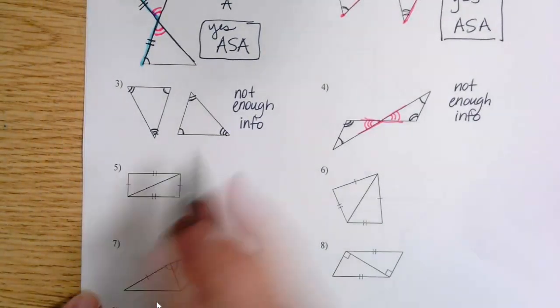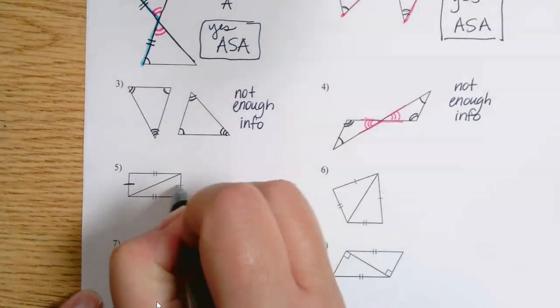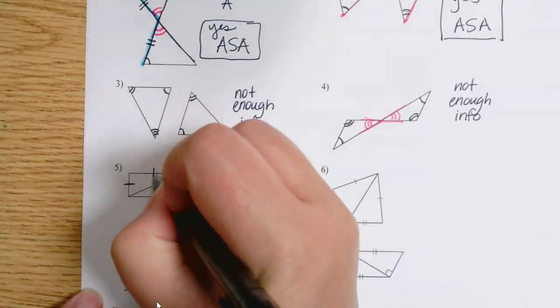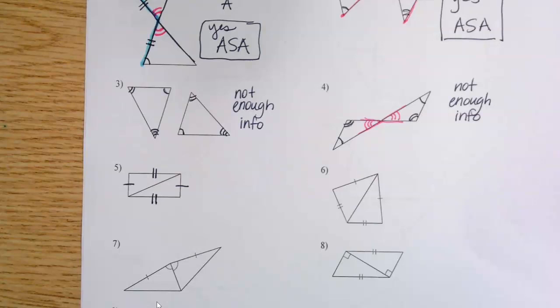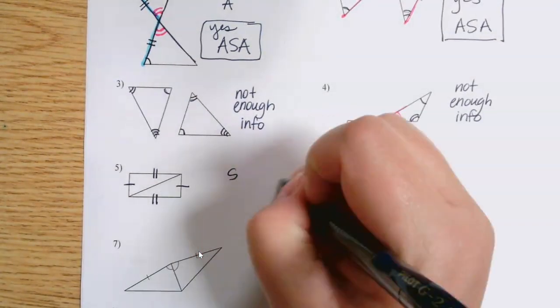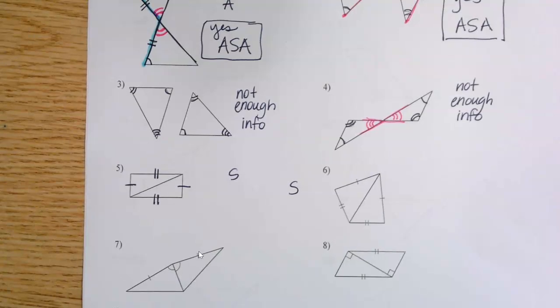Number 5. Number 5, I have a pair of sides congruent. I have another pair of sides congruent. Okay, that's 2 pieces of information. That's 2 S's. I'm just going to put some S's to point out I've got 2 S's. Is there anything else I know? Because there's nothing else marked.